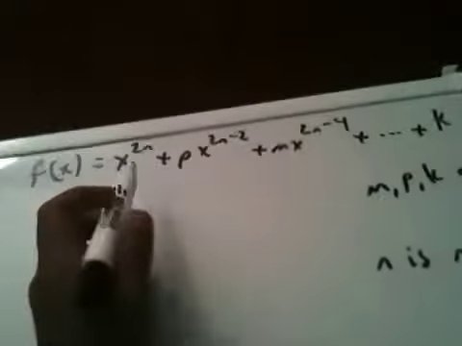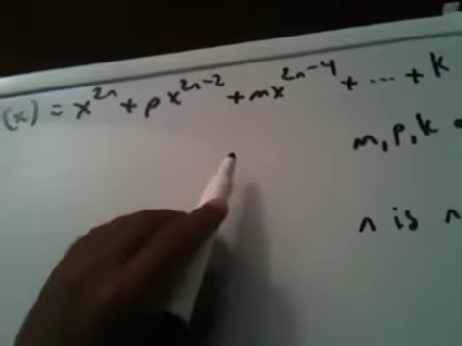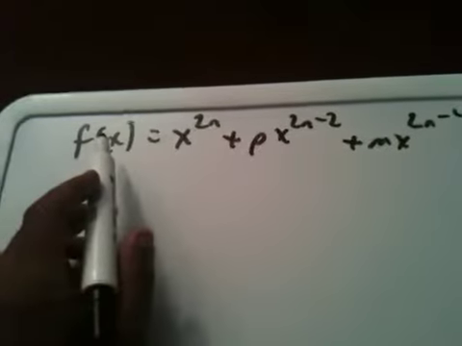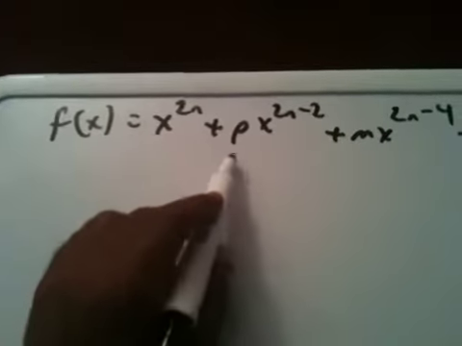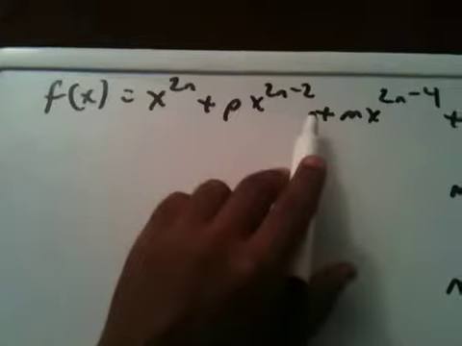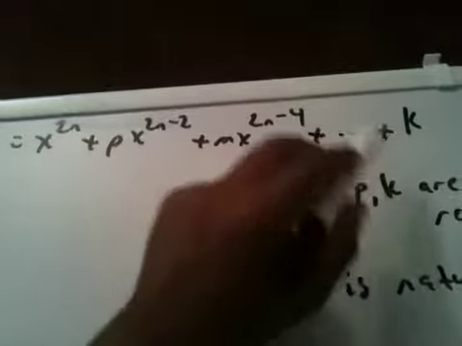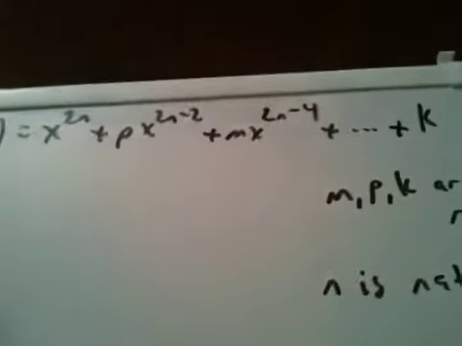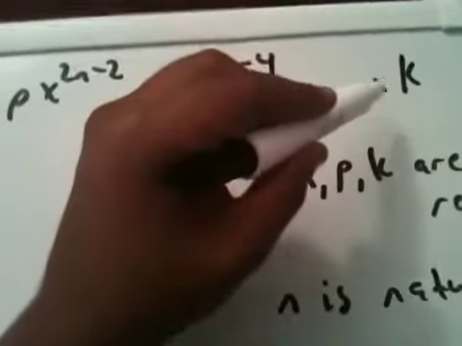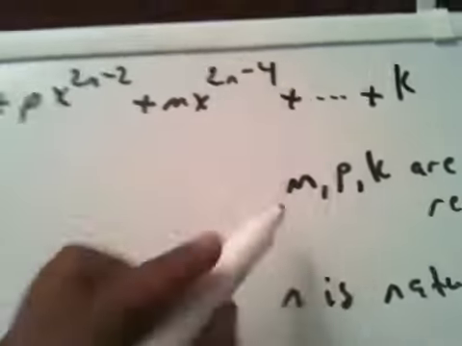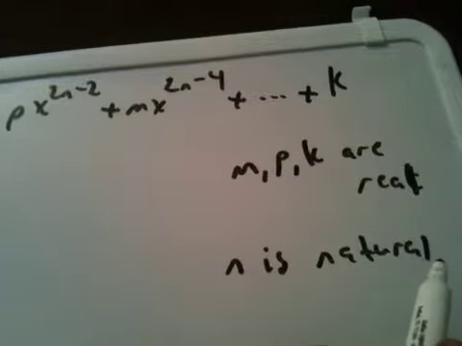Alright, so here's a general polynomial power function, and we're going to determine if this is an even or an odd function. In case you want to read it, f of x is equal to x to the 2n plus p times x to the 2n minus 2 plus m x to the 2n minus 4 plus dot dot dot, just extra terms in there that follow the same pattern. You can see the pattern, which I'll tell you about in a bit, and then plus k. This is with the assumption that m, p, and k are real, and n is a natural number.